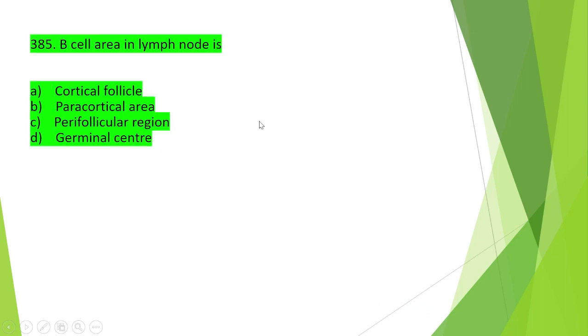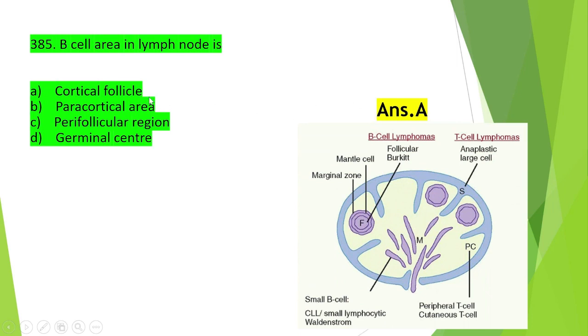Okay, so the next one is: B cell area in lymph node is cortical follicle, paracortical area, perifollicular region or germinal center, and the right answer is option A, that is cortical follicle. So B cell area in lymph node is the cortical follicle. Okay, so here you can see in the picture, B cell lymphomas arise here in the cortical follicle. Okay, so move on to the next.